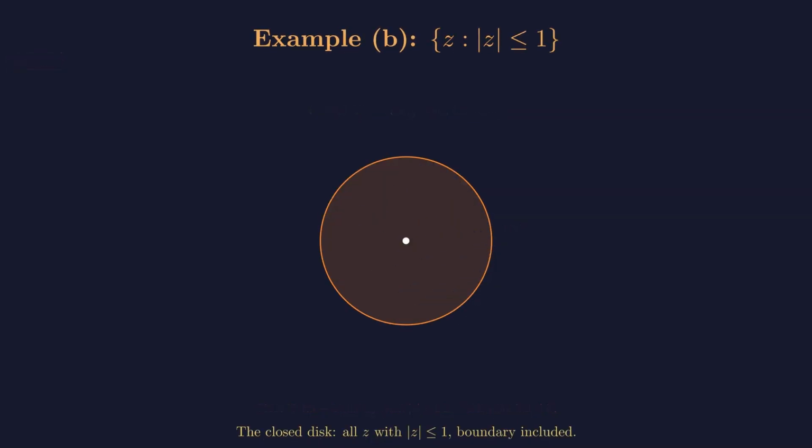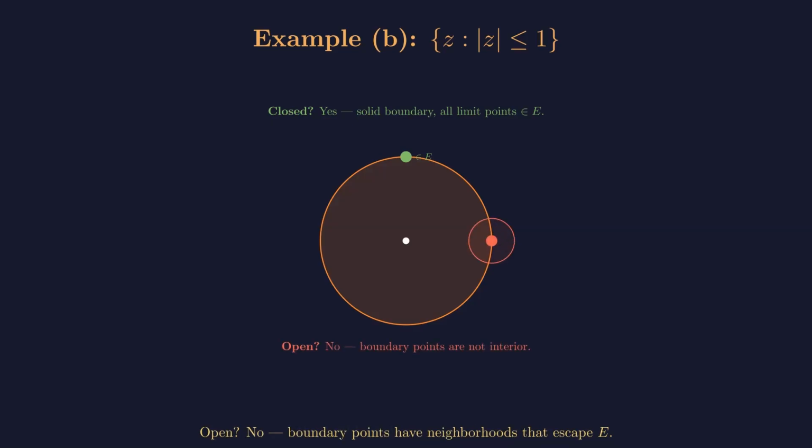Now the closed disk, all z with absolute value less than or equal to 1. The solid boundary means every limit point is included, so it's closed. But it's not open. That boundary point has no neighborhood that stays inside. Perfect? Yes. Closed, and every point is a limit point. Bounded? Yes.